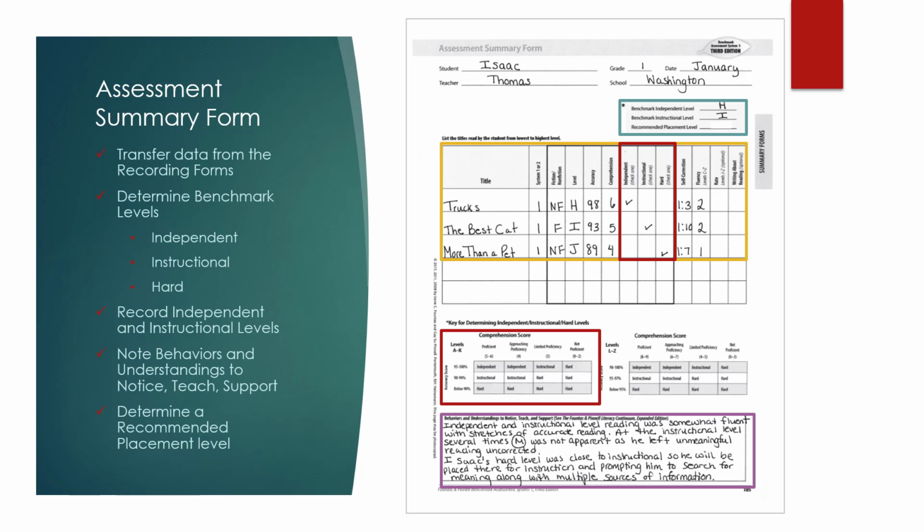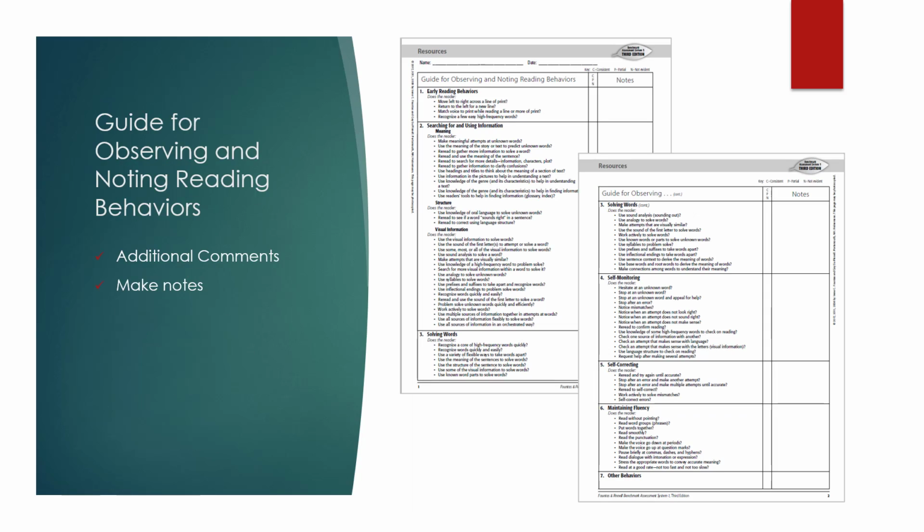Then finally, you'll determine the recommended placement level. Using the notes, the accuracy level, the comprehension score and the fluency score, you'll determine the level of placement for the student as you learn with them moving forward. For that box at the bottom of the page, you may wish to refer to the Guide for Observing and Noting Reading Behaviors so that you can use it to make your notes and make additional comments.